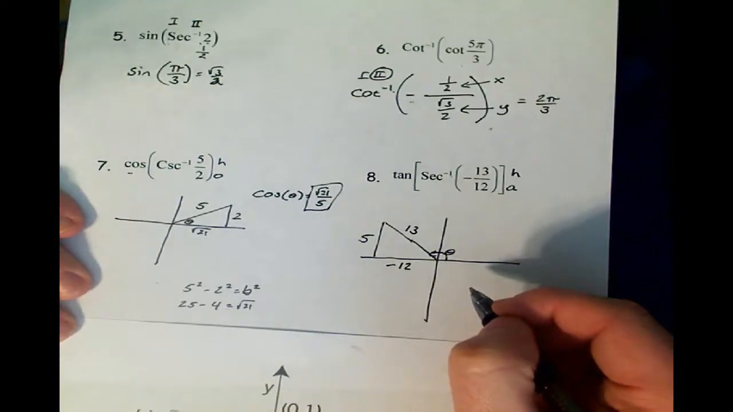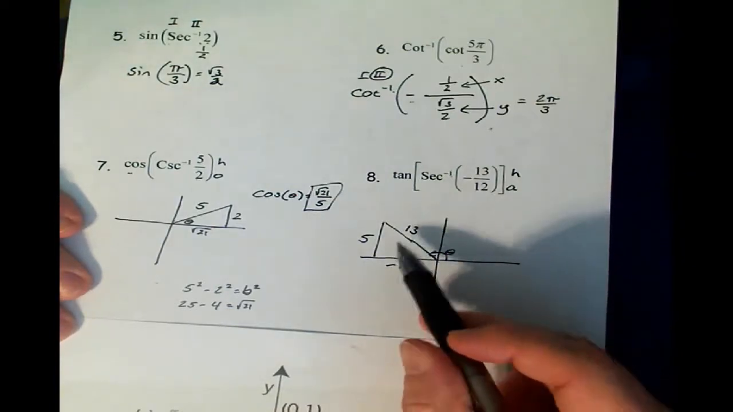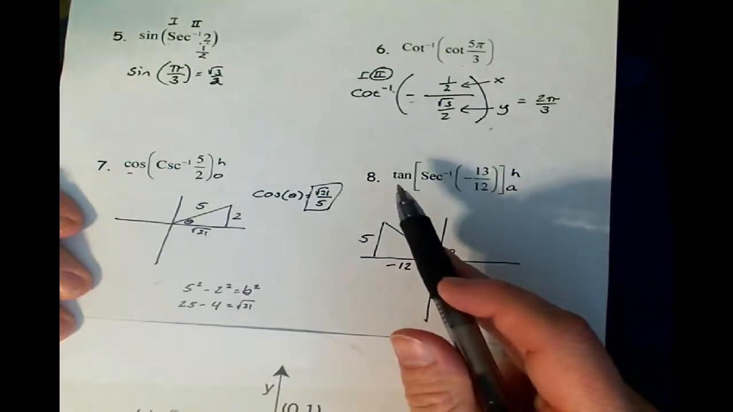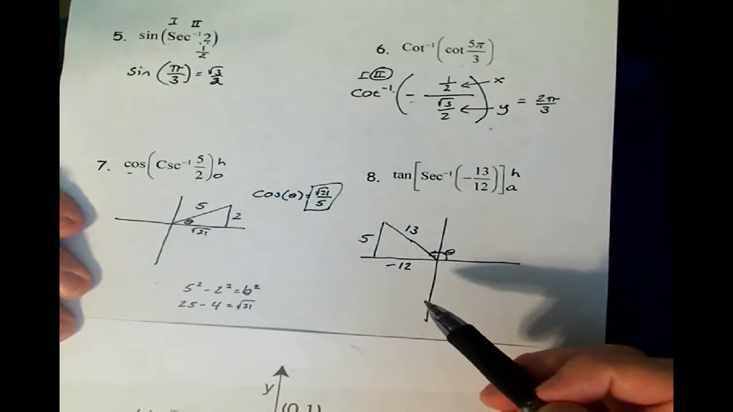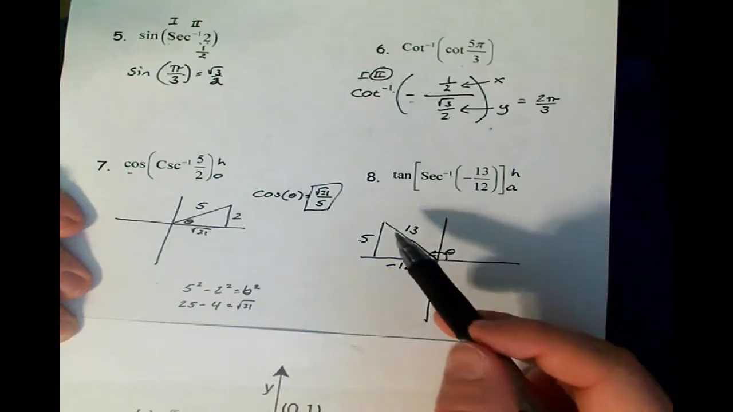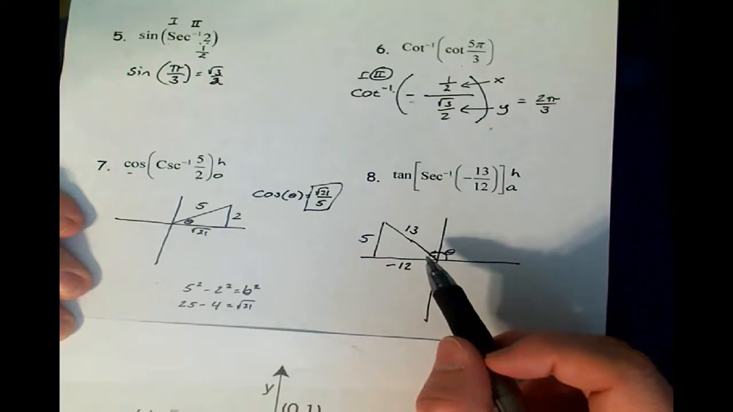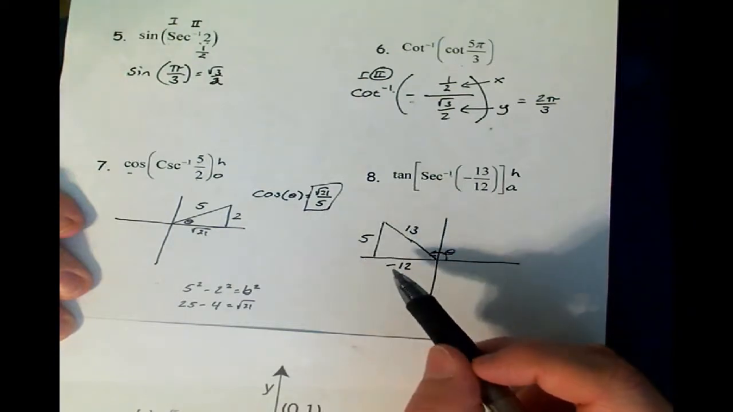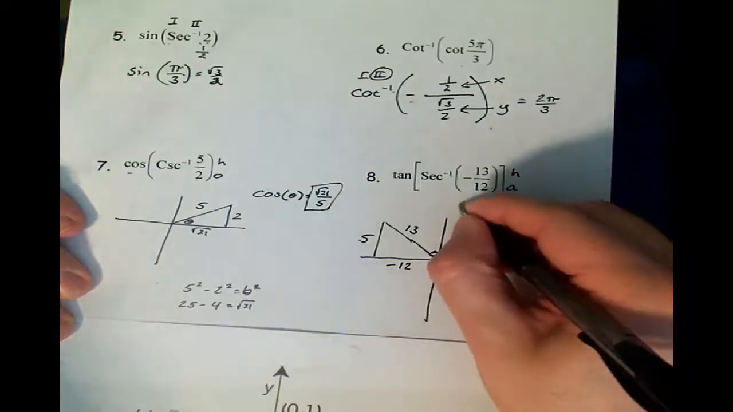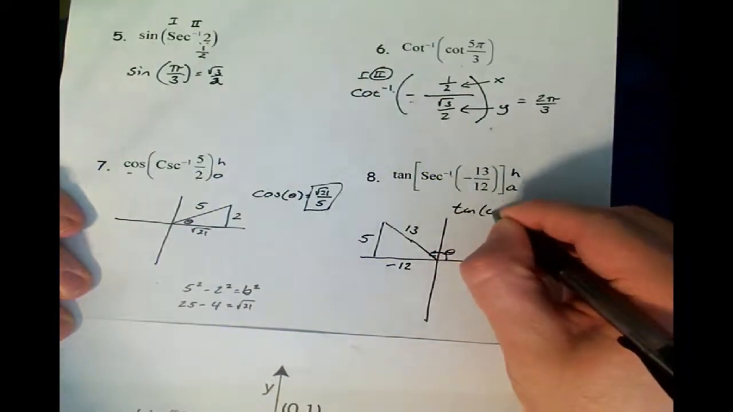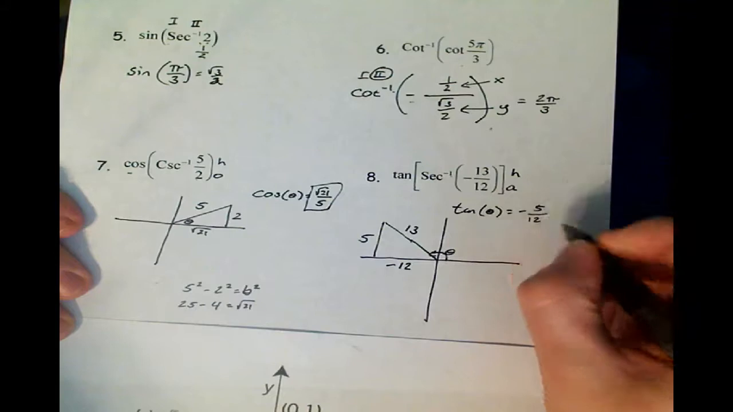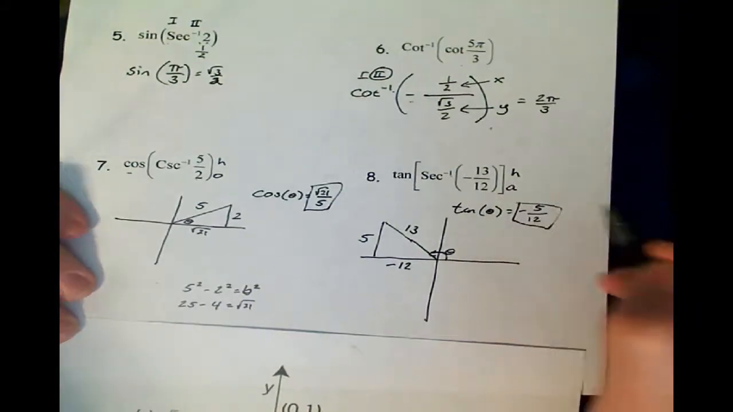Alright? So what is tangent? Tangent is opposite over adjacent. So tan of theta is -5 over 12. And there's our answer.